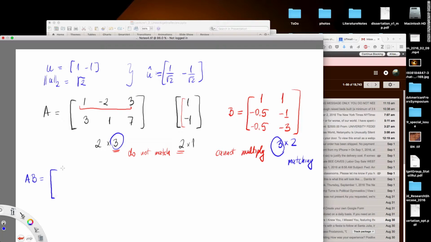I'm going to rewrite them once again. Actually, wrong choice of color, just a moment. I love the fact that I can erase.